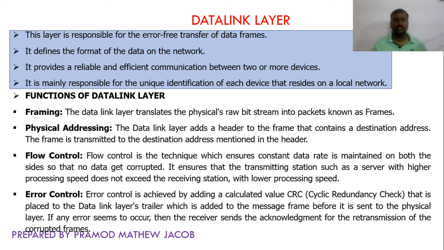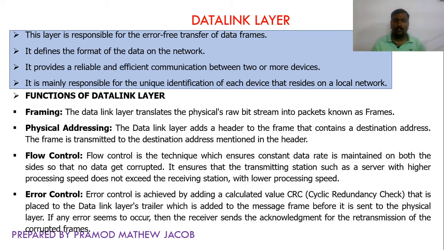The first function is framing. The data link layer translates the physical raw bit stream, that is the collection of all the binary digits or the data from the sender to the receiver, into packets known as frames. So frames or packets are simply the collection of raw bit streams. The data link layer adds a header to the frame that contains a destination address. Based on this destination address, the frame is transmitted to the corresponding receiver.